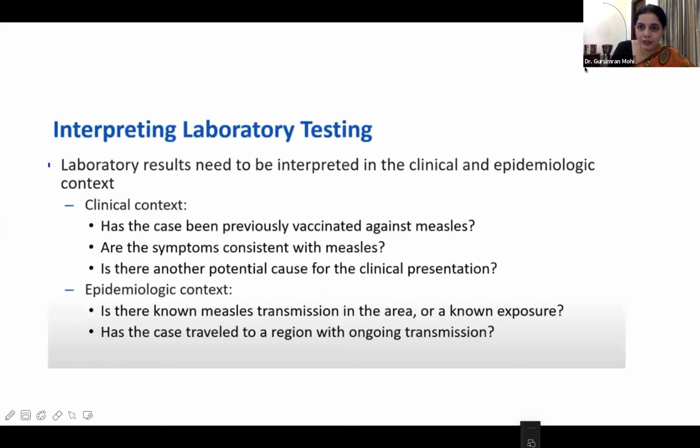So for interpreting the result of measles, it is very important to take the history of the patient if he has taken the measles vaccination recently, because measles vaccination can also interfere with the IgM results. And also to take into account the epidemiological context, that the patient has contact with another known patient of measles. In areas where the number of measles and rubella patients is low, these two things are very important.